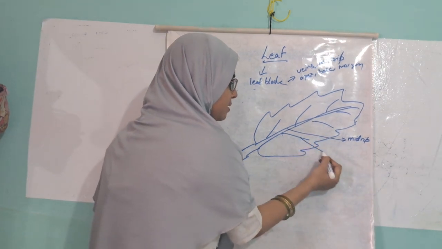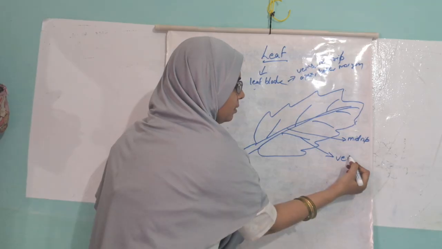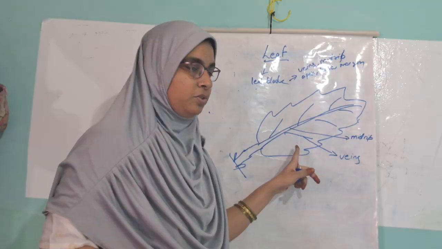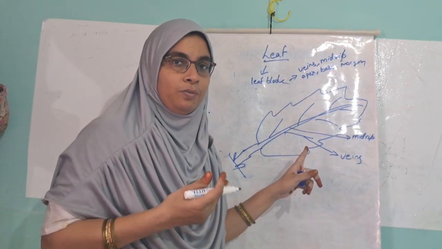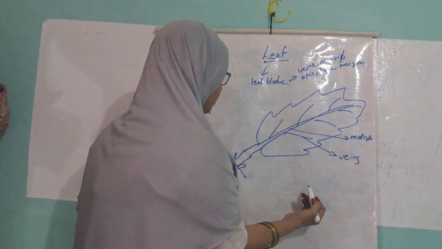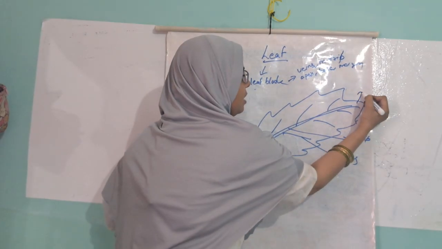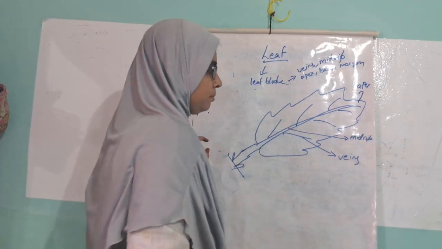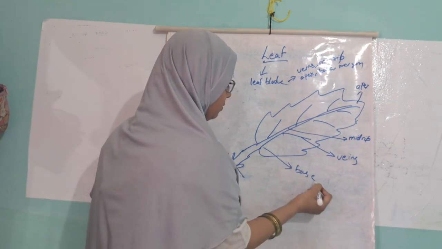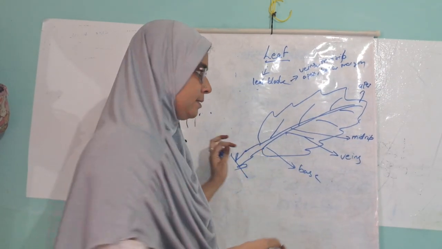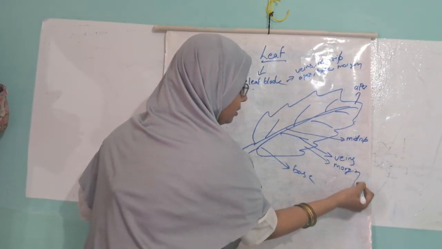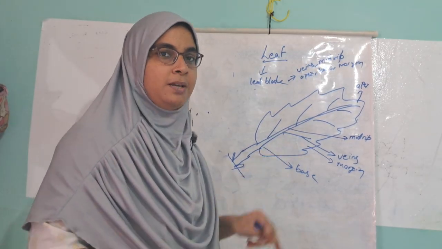Next, there are veins, thin veins. These are thin line-like structures. These veins carry food and material to all parts of the plant. Next, apex. This is the apex part of the leaf. And the base. This is the base, the bottom portion of the leaf. What is margin? Margin is the edge portion of the leaf.